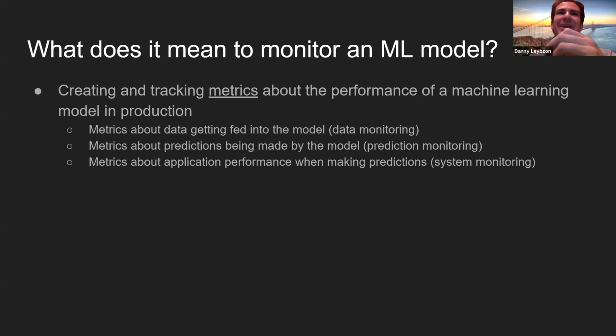There's the triplet again, right? So there's three particular types of metrics that I think are very useful for machine learning monitoring to capture and to visualize. The first one is metrics about data that are getting fed into the model, which is sometimes referred to as data monitoring. So in the case of Netflix, that means tracking user behavior and specifically the data that's generated through that user behavior in order to make sure that there's not some strange anomalies in it, right?